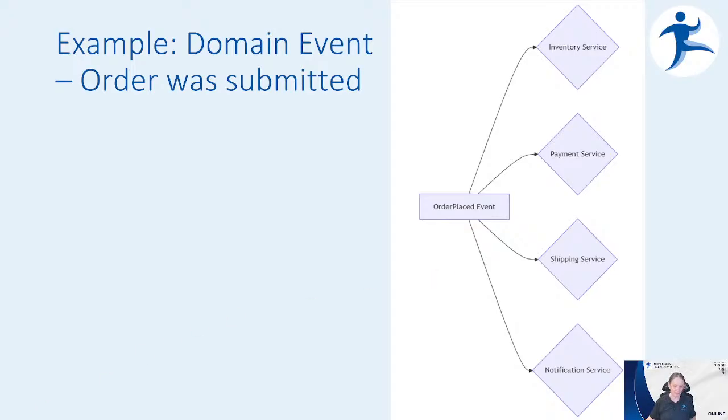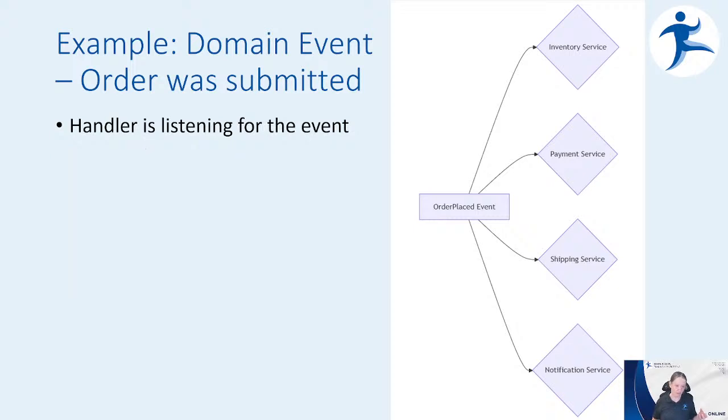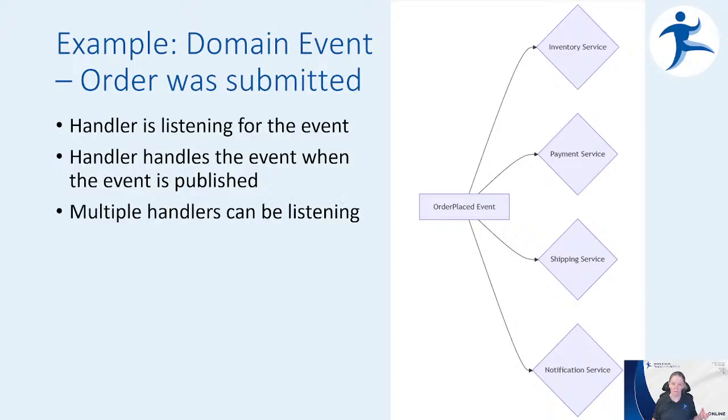The domain events typically are something that has happened significantly within the system that can then be triggering other events or other actions. Now, you're going to see that there's events, and where there's an event, there's a handler. And that handler is going to listen for the event, and it's going to handle the event when the event is published. And you can have multiple handlers listening for one event.